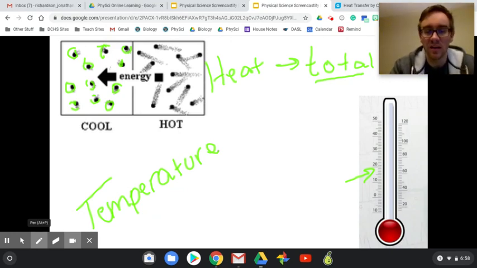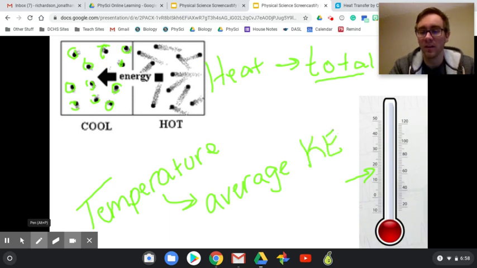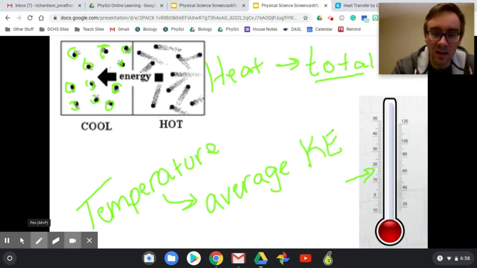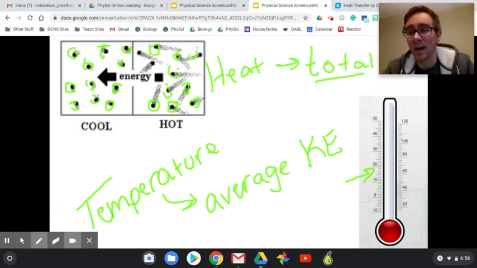So we actually use temperature, which is the average kinetic energy of each molecule. That's me taking all of the molecules' kinetic energy, adding it up and dividing by how much mass there is, which tells us the average kinetic energy.